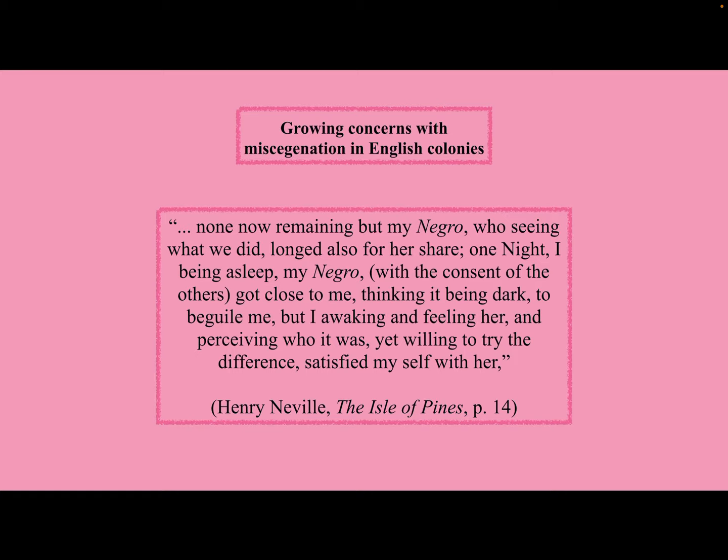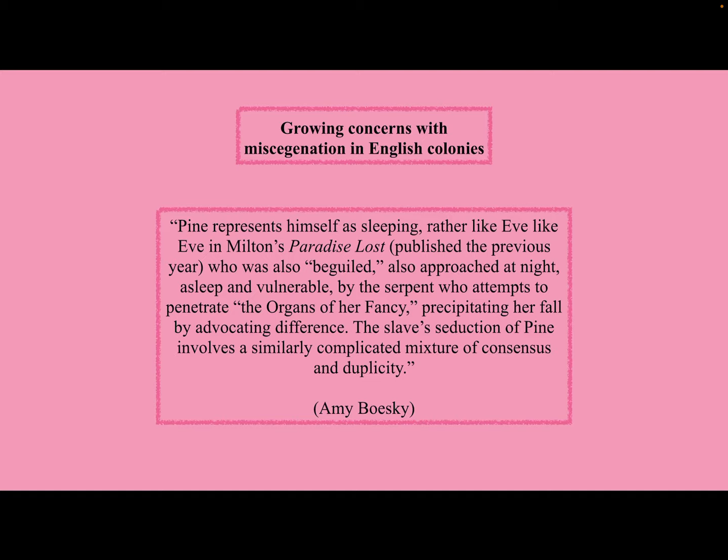There are a number of comparisons to be made between the Isle of Pines and Paradise Lost, as it is a utopian text, but here it has particular significance for the idea of miscegenation. She writes, "Pine represents himself as sleeping, vulnerable, rather like Eve in Milton's Paradise Lost, published the previous year, who was also beguiled, also approached at night, asleep and vulnerable, by the serpent who attempts to penetrate the organs of her fancy, precipitating her fall by advocating difference."